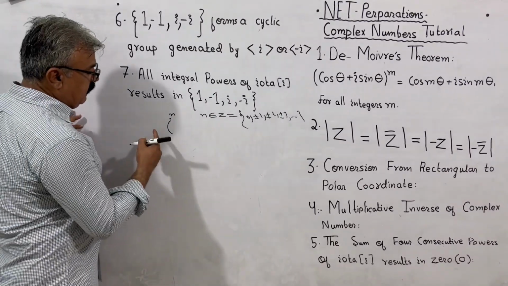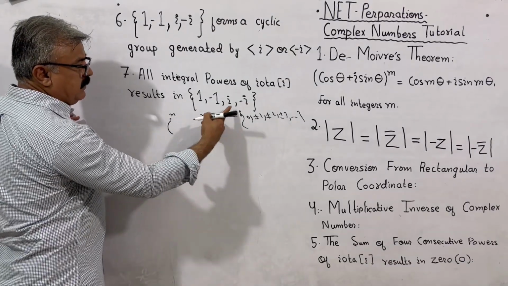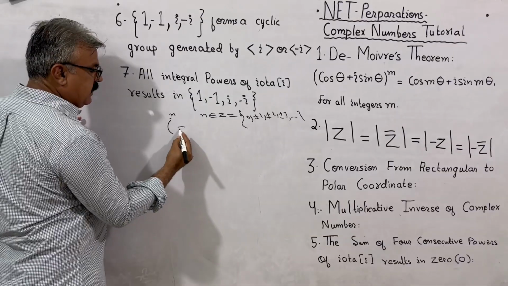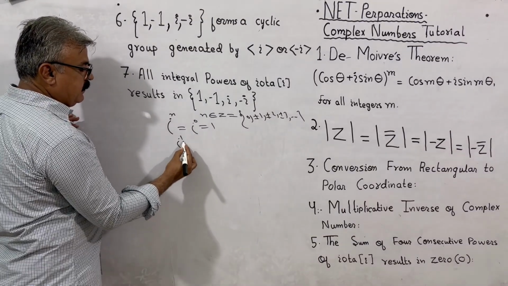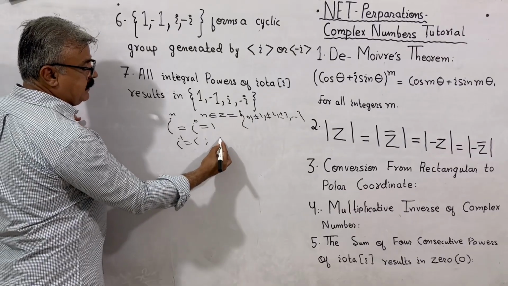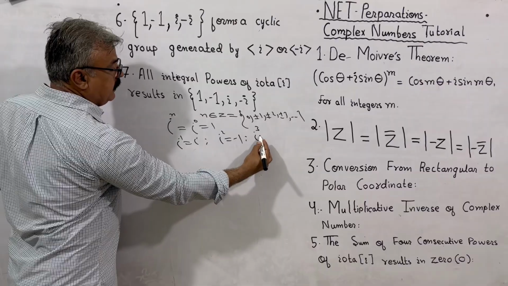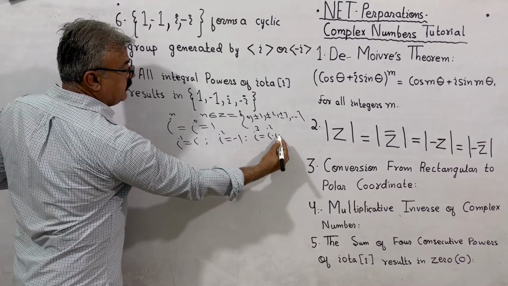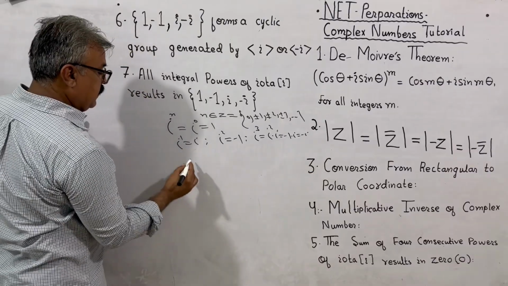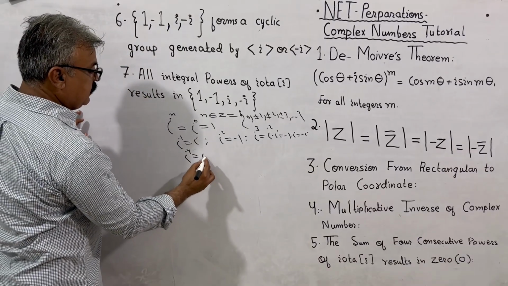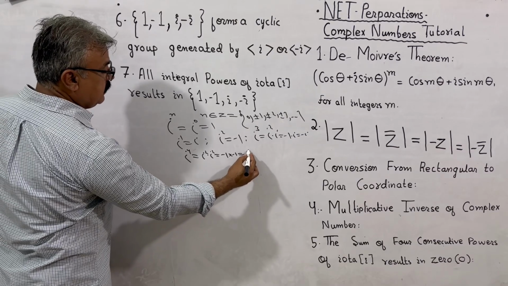Let's see how. If I put n equal to 0, I will get 1. If I put 1, I will get iota. Iota power 1 is iota. Iota square is tantamount to minus 1. Iota cube can be written as iota square times iota; iota square is minus 1, so minus 1 times iota is minus iota. What about iota 4? Iota 4 is iota square times iota square. Minus 1 times minus 1 is positive 1.